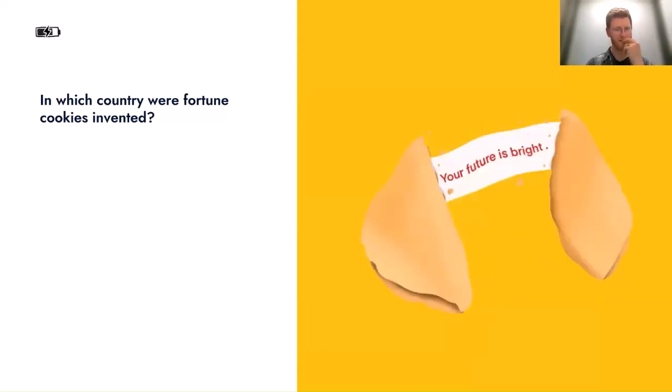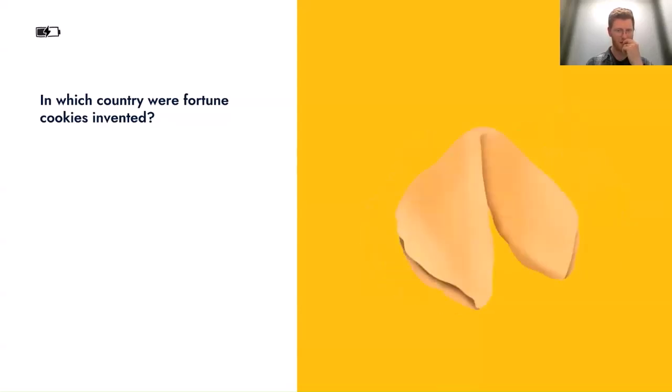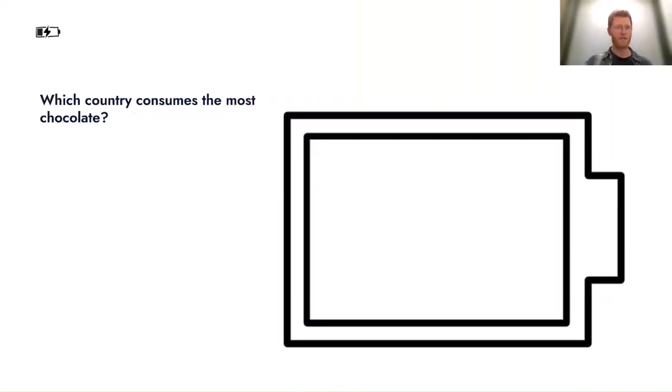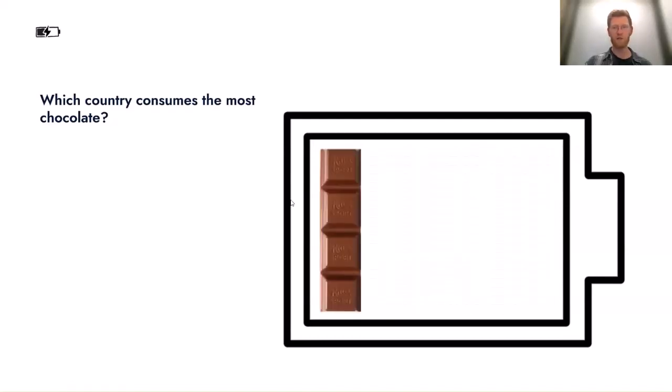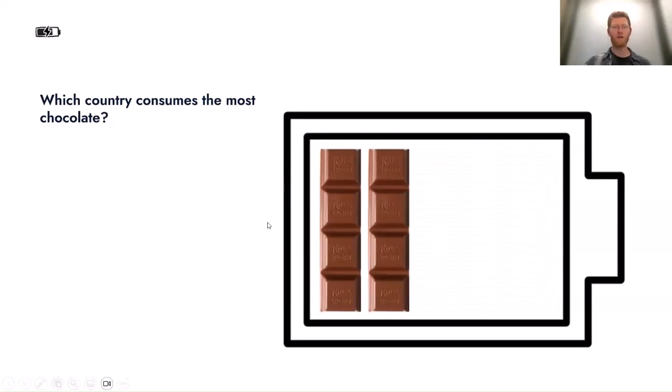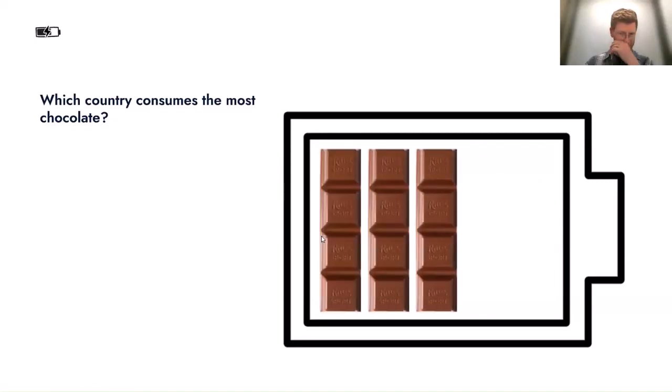All right, pretty good, pretty good. So the correct answer is, looks like most participants are getting the correct answer. San Francisco, USA was the country that invented fortune cookies. Super interesting one. And next question for us is, which country consumes the most chocolates? Is that Denmark, Switzerland, or Austria?